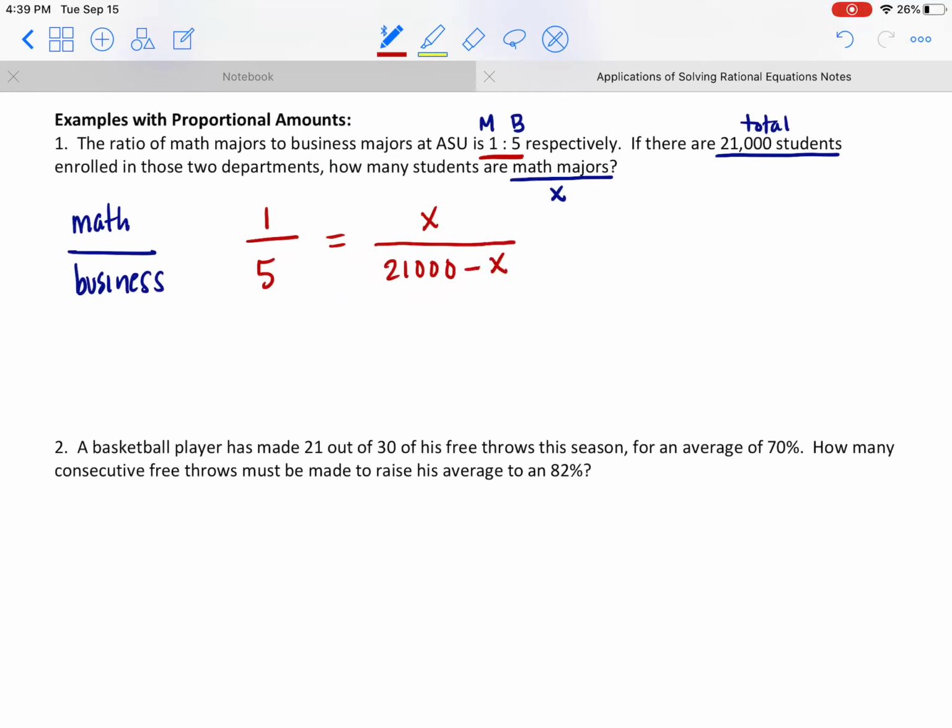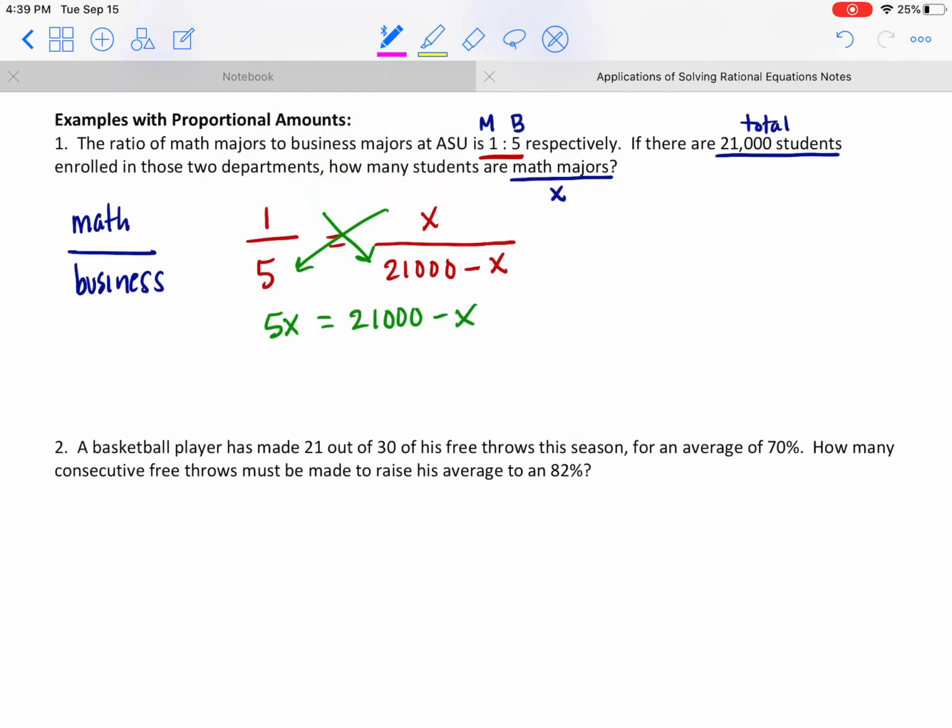Now we have our equation. All we have left to do is solve. And since this is a proportion, we're going to cross multiply. So 5 times x is going to give us 5x. And 1 times this quantity is not going to change it. So 21,000 minus x will stay the same. Now I want to add x to both sides.